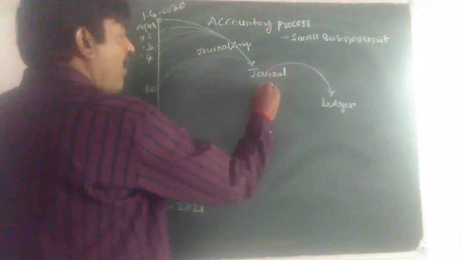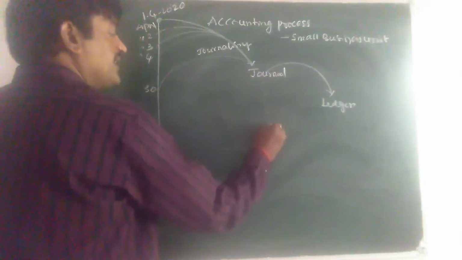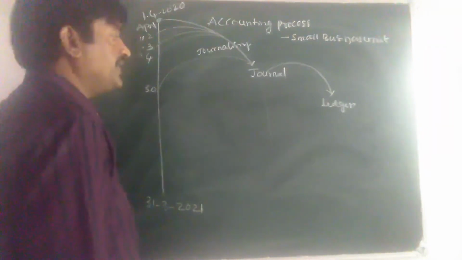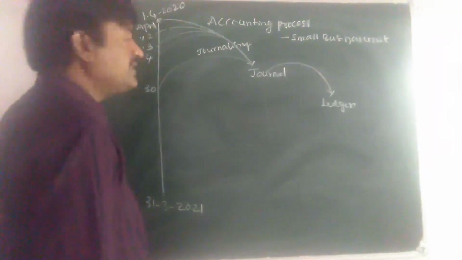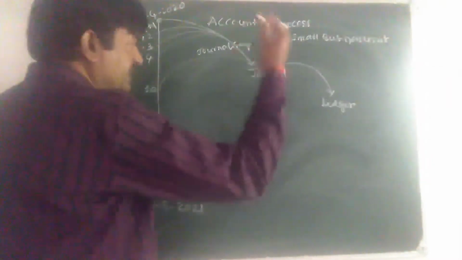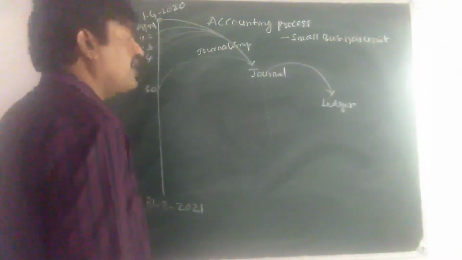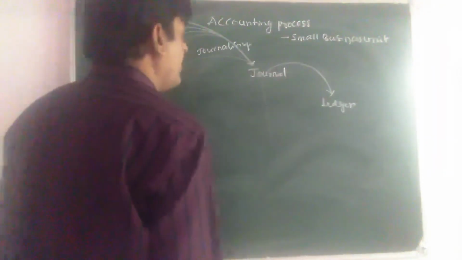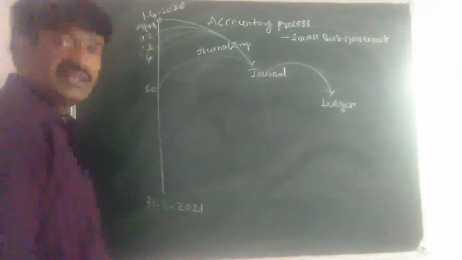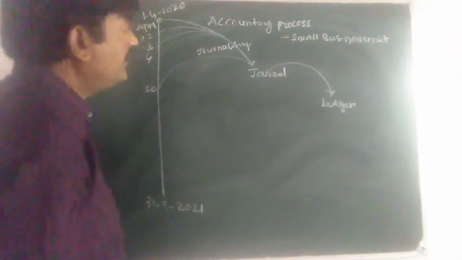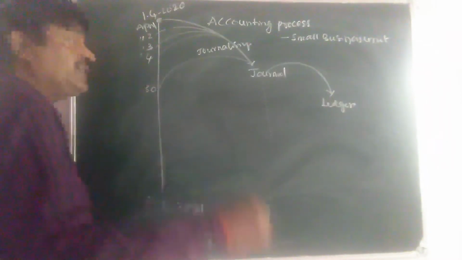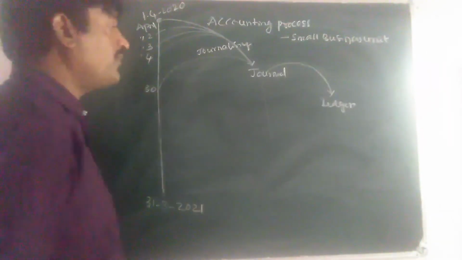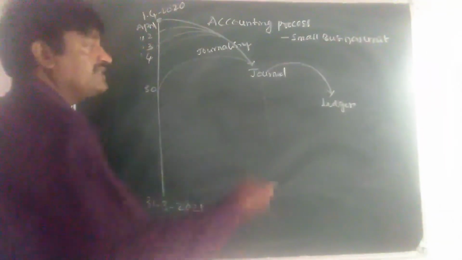In journal, all transactions are recorded. Transactions related to purchase, transactions related to sale, transactions related to cash. All mixed transactions are recorded in the journal. It is not possible for us to know the position of the respective account in the journal. So there is a need to classify the transactions to know the positions of the respective accounts in the ledger.